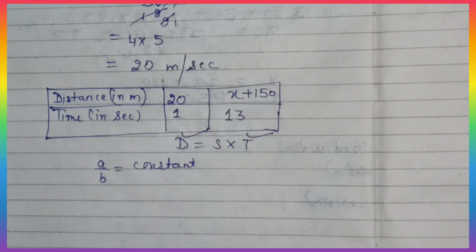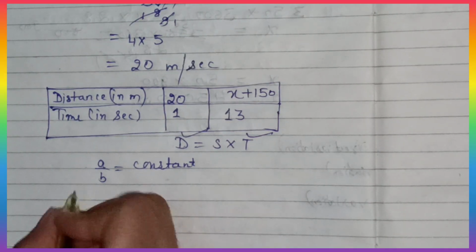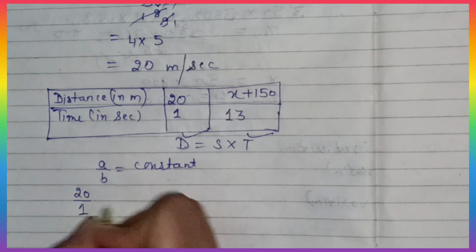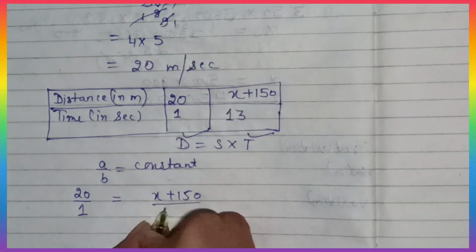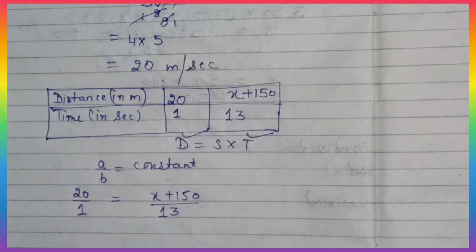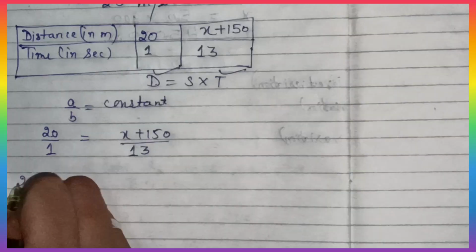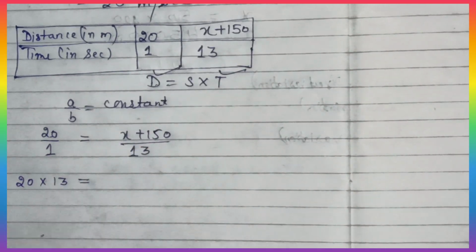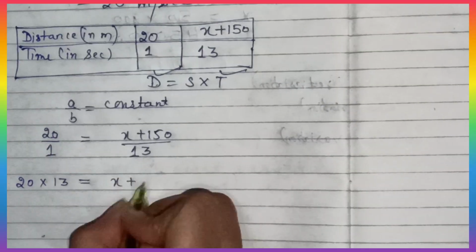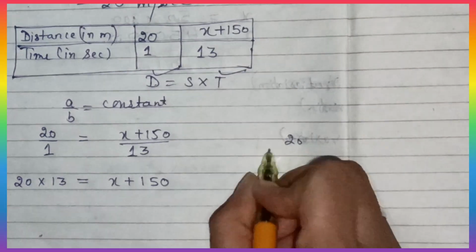So this is a case of direct variation. Now we apply the formula A upon B is equal to constant. Now I write 20 upon 1 is equal to x plus 150 upon 13. We can solve this question by cross multiplying: 20 multiplied by 13, and 1 multiplied by x plus 150, which is the same x plus 150.